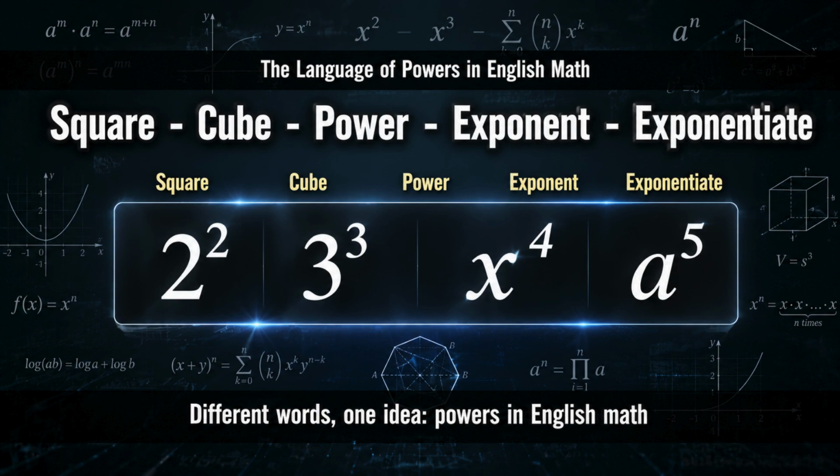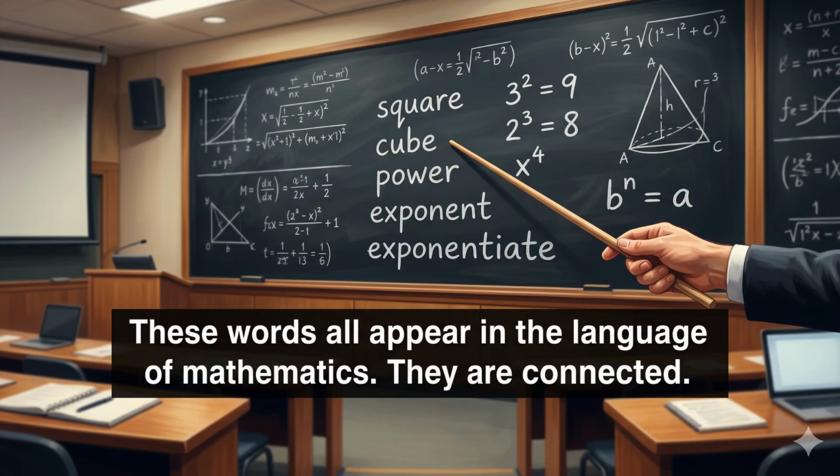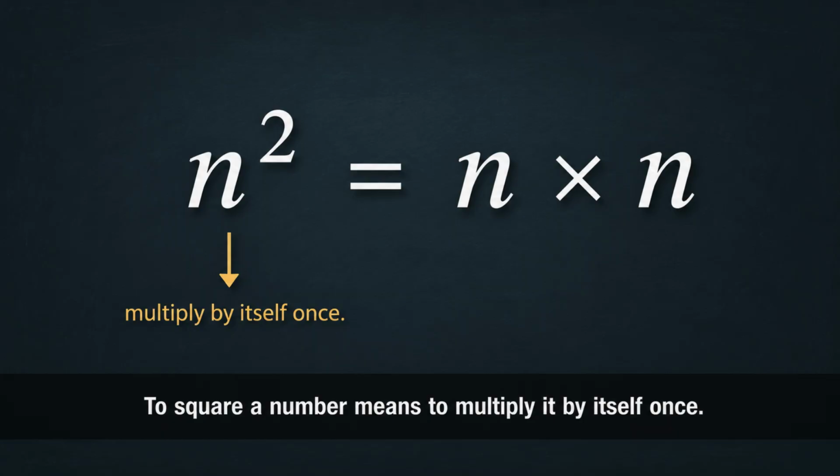Square, cube, power, exponent, exponentiate. These words all appear in the language of mathematics. They are connected, but they are not the same. Here is the difference. First, square.